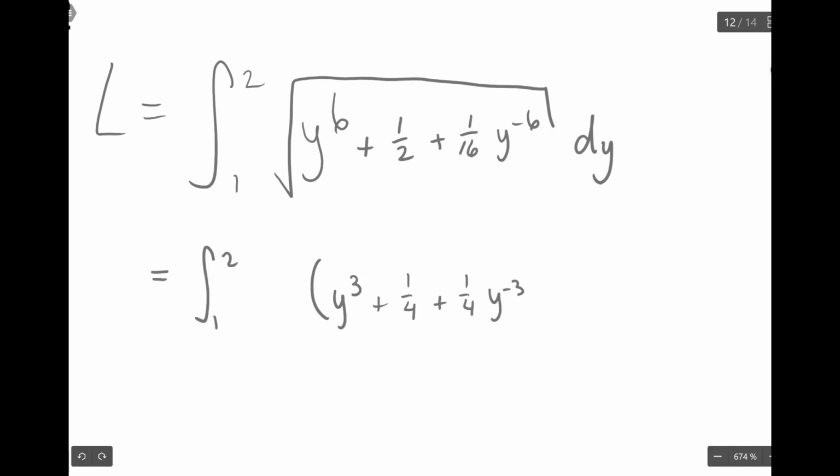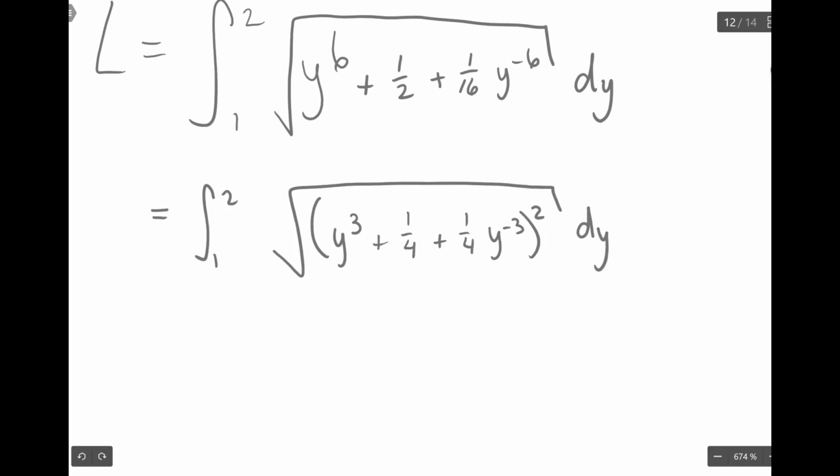Don't you hate it when you're writing a problem in terms of y, and then halfway through you start writing x's? Yeah, I'm really trying to make sure I don't do that.